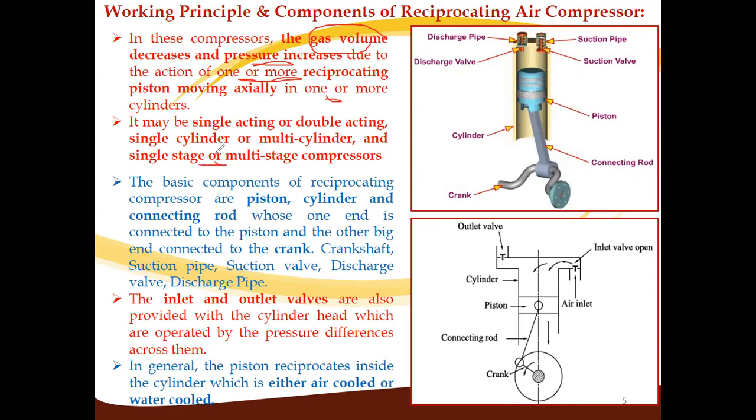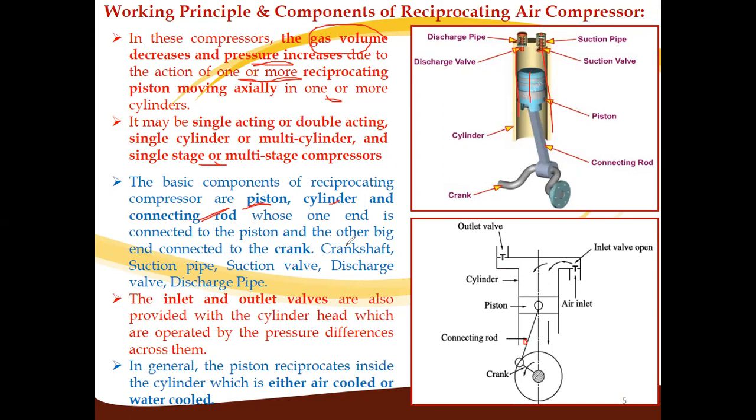Now in the reciprocating compressor, the basic components are: the first component is the piston. The second one is the cylinder. Here this is the cylinder and this is the piston. The third part is the connecting rod, which connects the piston with the crank. So this part is called the connecting rod.